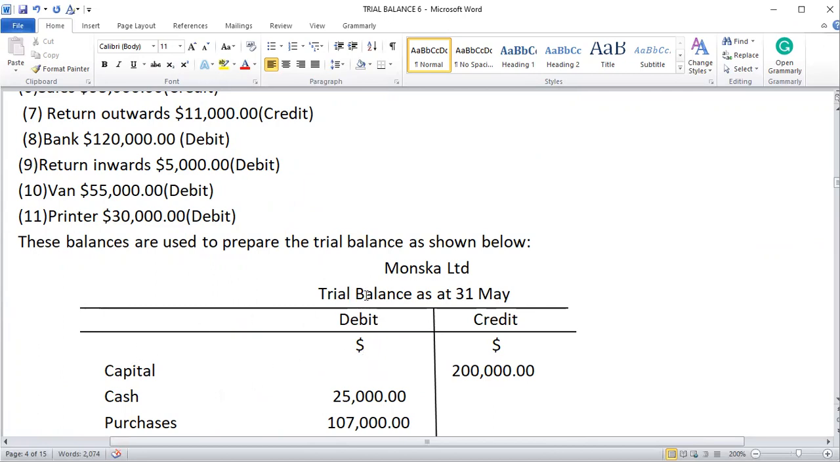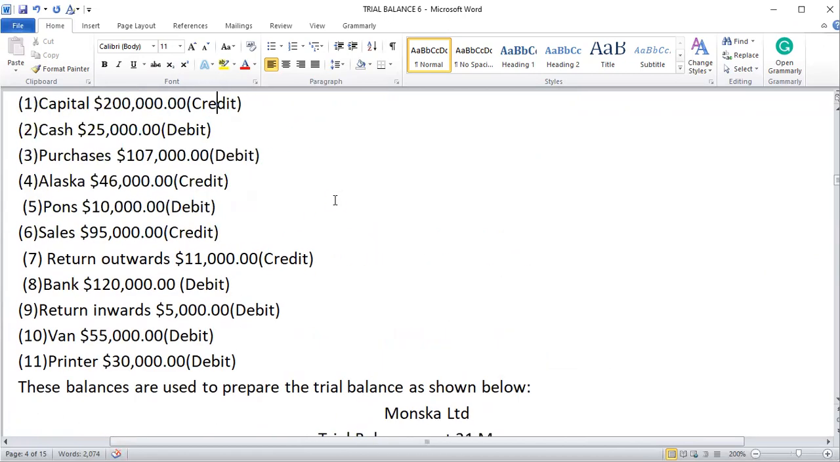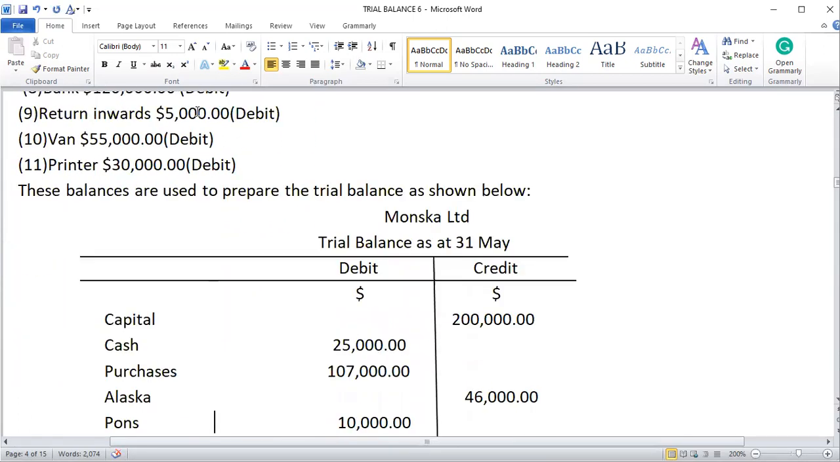So that means all debit balances will be written, then all credit balances will be written. So let us go through. The first one, the capital account, is a $200,000 credit balance. So when we come to the trial balance, we say details or particulars. Capital, it has a credit balance, so it will show on the credit side, $200,000.